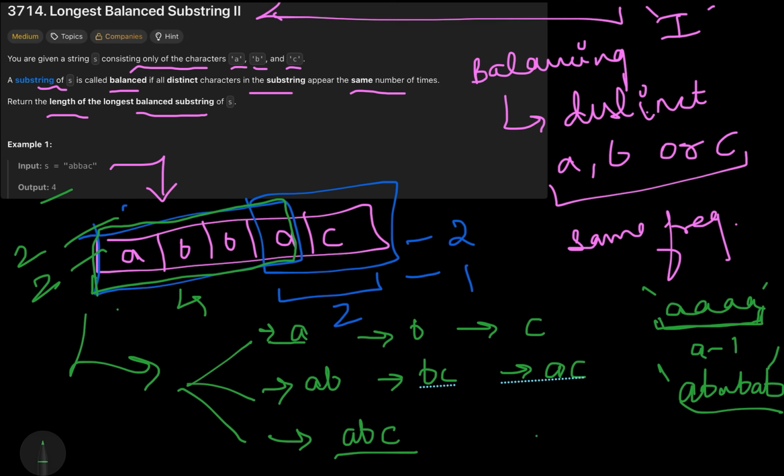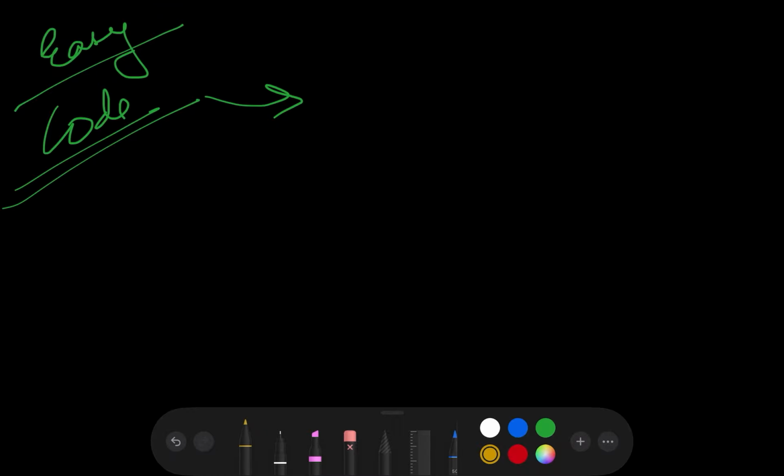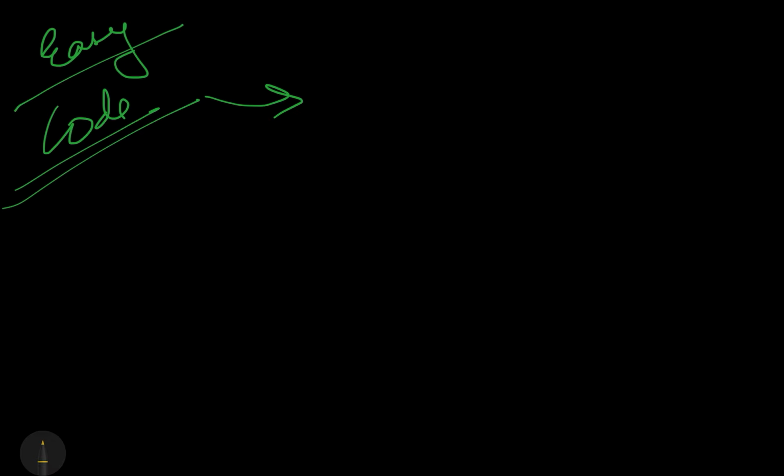Then what will be? So we can convert this problem into three subproblems. So what can be an easy solution for this? That we evaluate these different cases. So let's see how we'll code this, and you will understand in code how we are doing that.